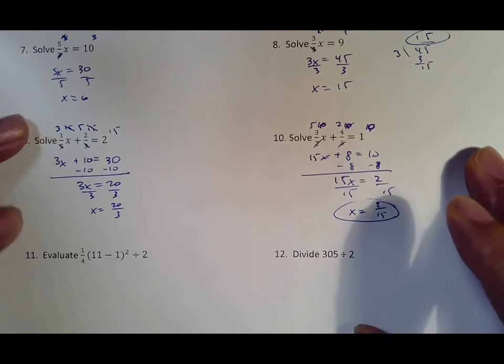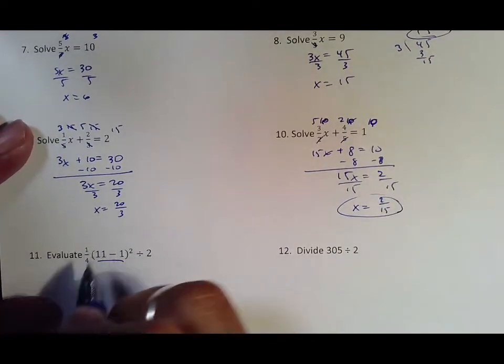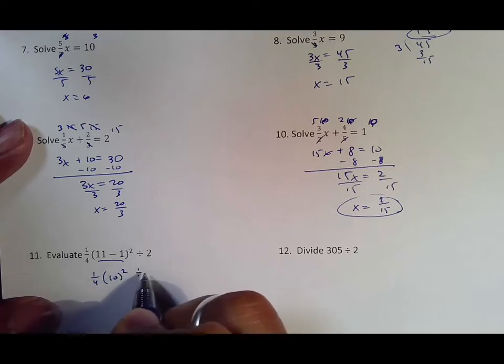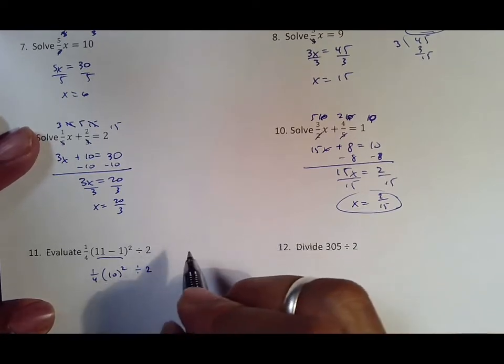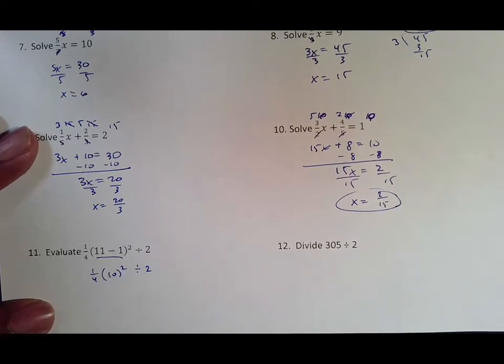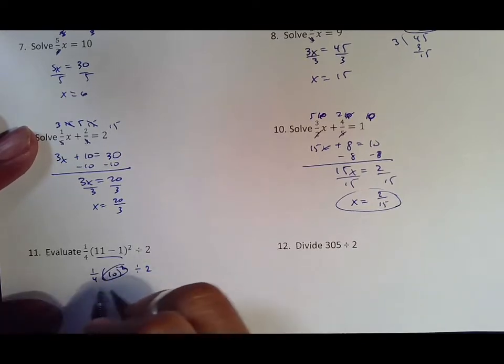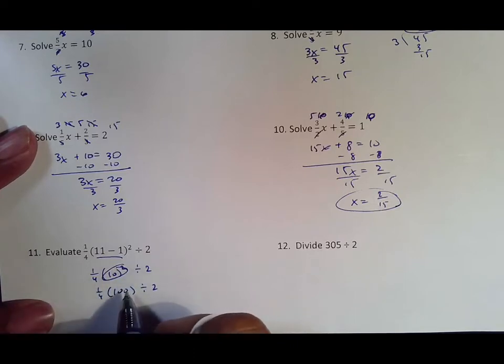And then the last one, parentheses first. 11 minus 1 is 10. And if you don't know that 10 times 10 is 100, you better get it down. 10 times 10 is 100. 10 $10 bills is $100. Either way, 10 squared is 100. And if you cut 100 into 4 pieces, or if you cut $1 into 4 pieces, you have 4 quarters. So that would be 25 cents each.